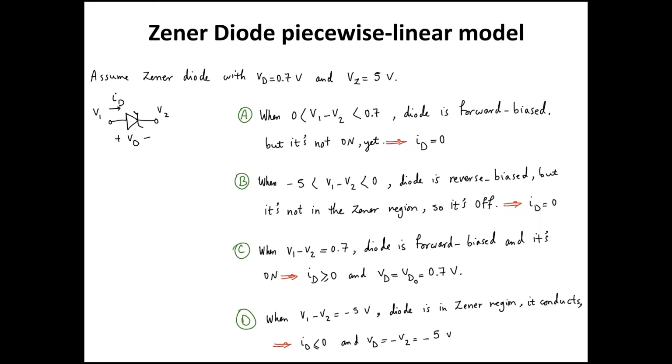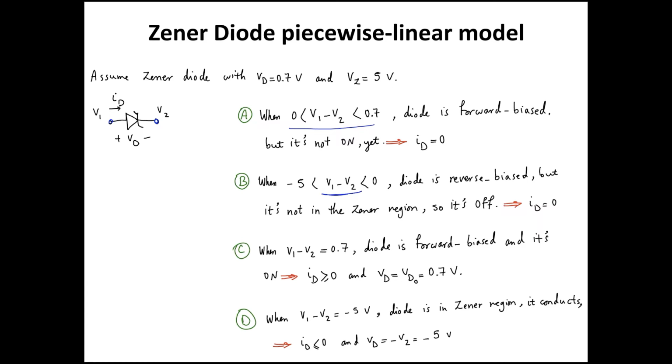Now we can write those equations again. This time we're going to use the node voltages at 2 terminals of the Zener diode. So I'm going to label the node voltage at this terminal as V1, and the node voltage at the second terminal as V2. Now we're going to assume a Zener diode with VD0 equal to 0.7 volts and Zener voltage of 5 volts. Now, if V1 minus V2 is between 0 and 0.7 volts, the diode is forward biased, but it's not on yet, and ID is equal to 0. If V1 minus V2 or VD is between 0 and negative 5 volts, then the diode is reverse biased, but it is not in the Zener region, so it's off. Again, ID is equal to 0.